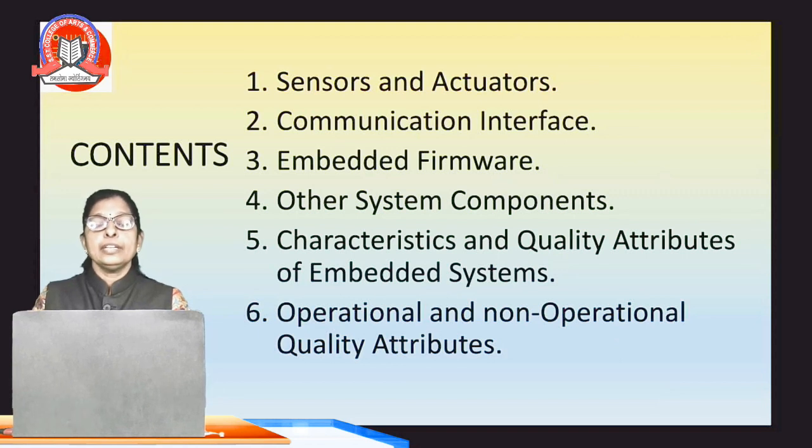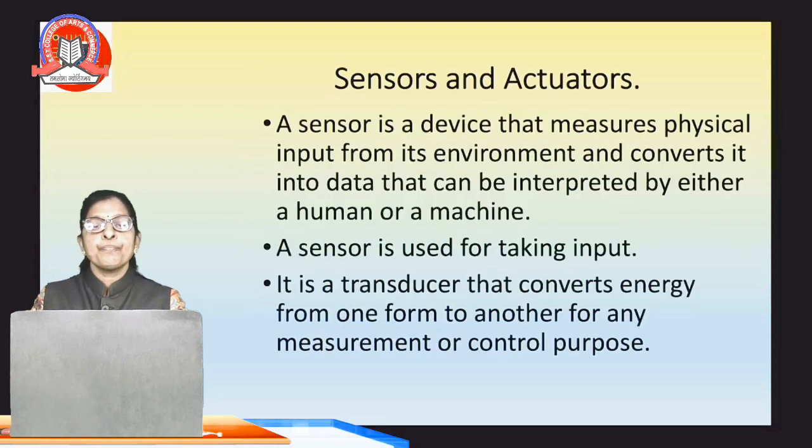Today I am going to cover these contents: sensors and actuators, communication interface, embedded firmware, other system components, characteristics and quality attributes of embedded system, operational and non-operational quality attributes. Okay, let us see sensors and actuators.